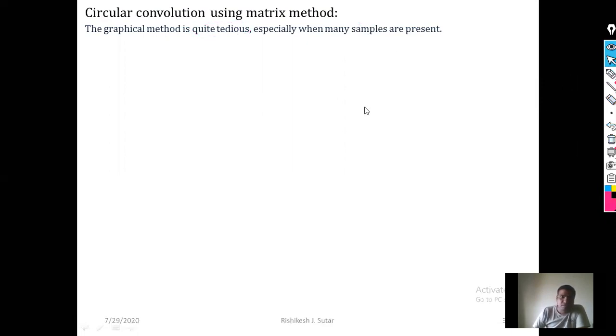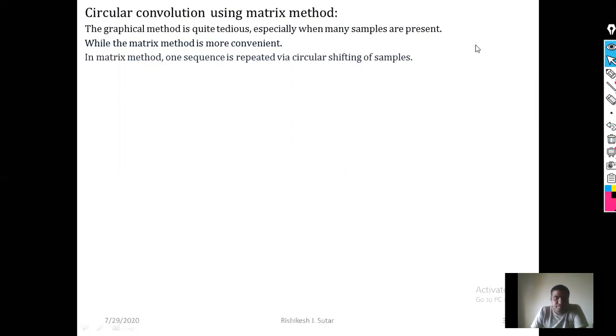So let me go further. I can say that the matrix method is more convenient as compared with the graphical method. In the matrix method, we have to repeat one of the sequences. There are two sequences: one is x of n, the other is h of n. Out of those two, any one sequence I can repeat via circular shifting of the samples.